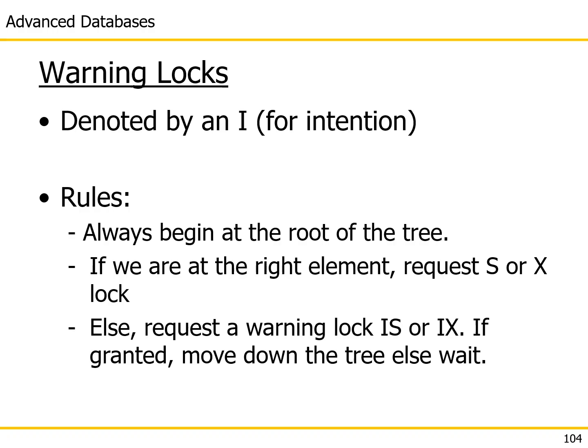So we will always begin at the root of the tree, and if we are at the right element, we will request either shared or exclusive. If we're not yet at the right element based on the SQL that we are executing, we will just request what's called a warning lock, which starts with an I for intention. We have two types: intention to share and intention exclusive. Either we get it or we don't, and if we get it, we move down the tree.